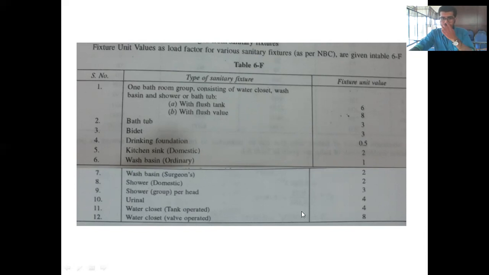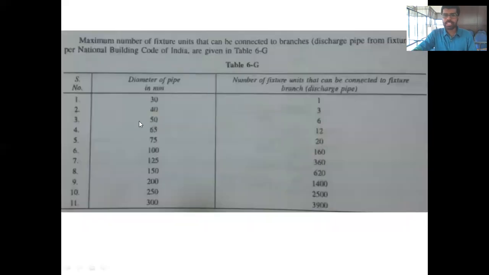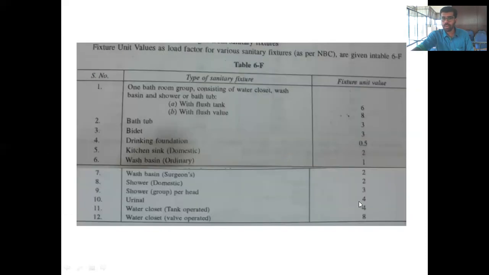Okay, water closet fixture unit value is 4. So imagine how many water closets will bring the fixture unit to 160. One water closet is 4. So 20 water closets, how much will it be? 20 into 4, how much? 80. Right? One water closet, the fixture unit is 4. So for 20 water closets, what will be the total fixture unit?